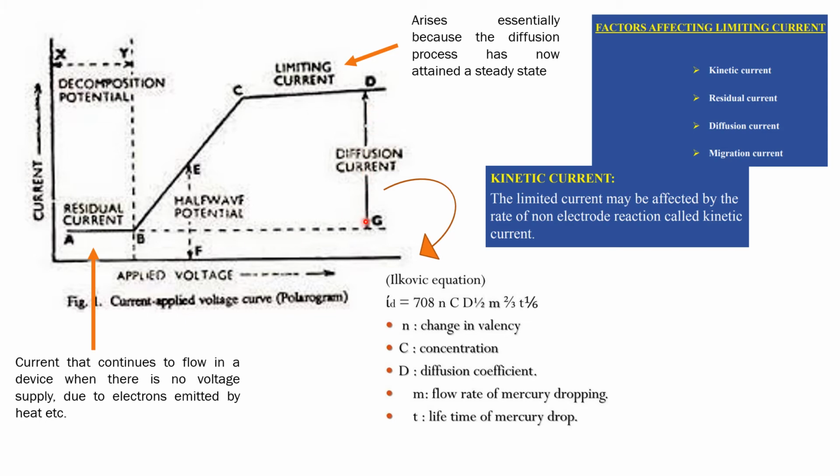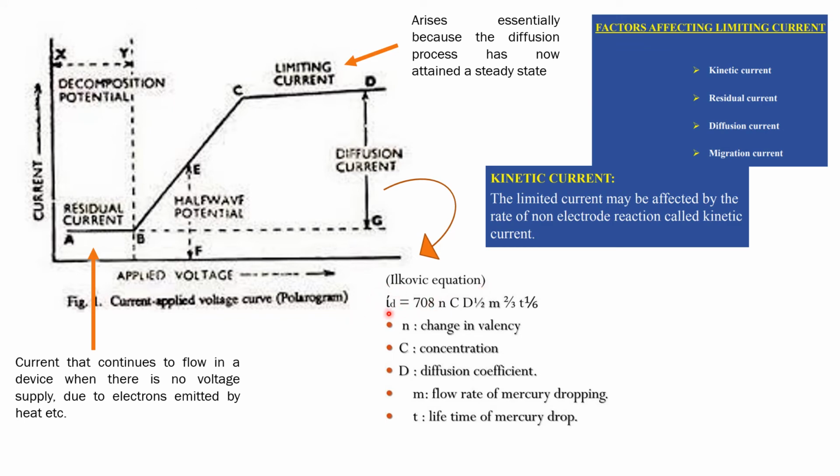From this graph, the diffusion current is actually the difference between the limiting current and residual current. Limiting current is the maximum possible current, and residual current is the current when there is no voltage applied. The difference between the two corresponds to the diffusion current, and that diffusion current is proportional to the concentration of the electroactive species, and that is given by an equation known as the Ilkovic equation, which goes like this.